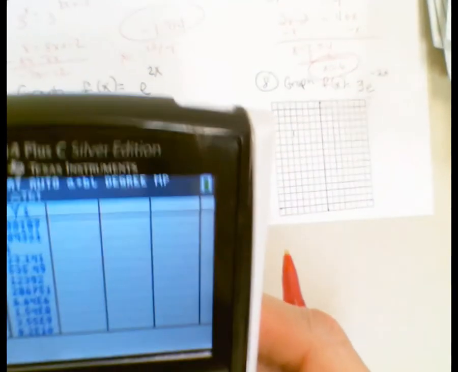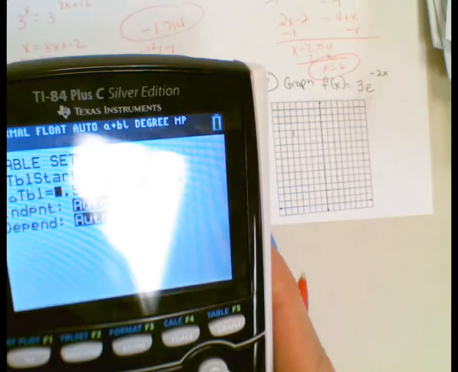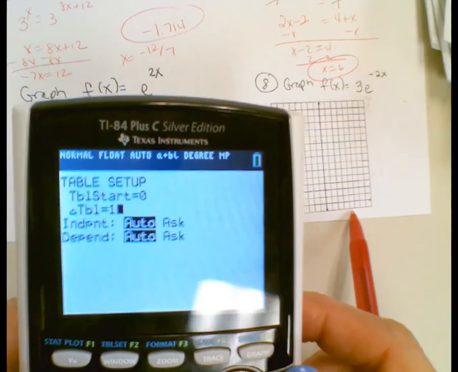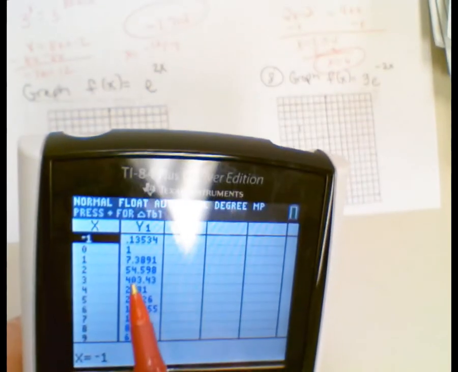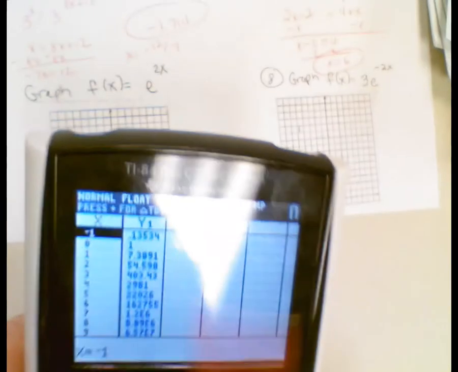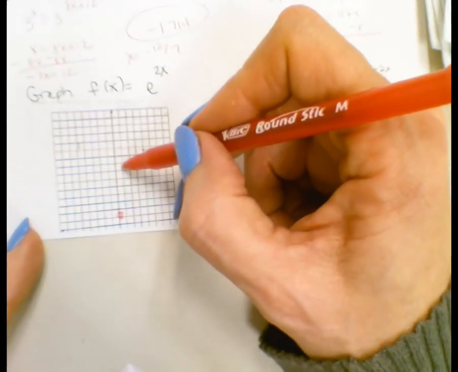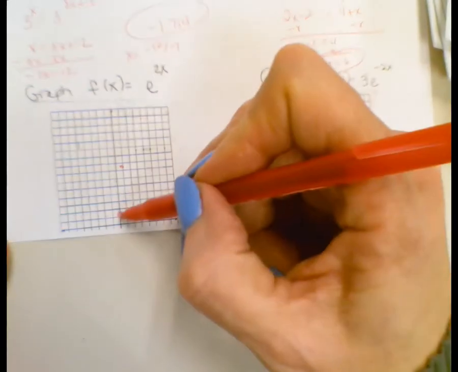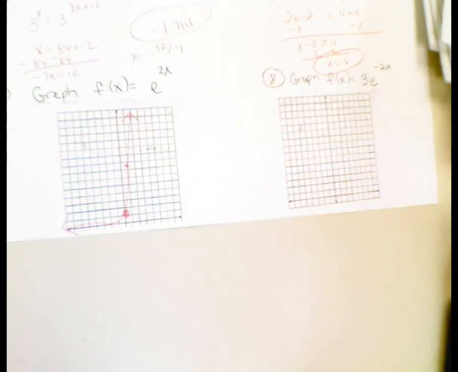Now, what's 1? Well, actually, my T table is not set up right. So second window, I'm going to start at 0 and go by 1s. I went second window for a table setup. Started at 0 and went by 1s. So I have 0, 1. I have this 1 and 7.4 right there. So 1 and 1, 2, 3, 4, 5, 6, 7.4. And the negative 1 looks like about 0.14. It's really small. It's enough for me to draw my picture. That's what an exponential growth looks like.